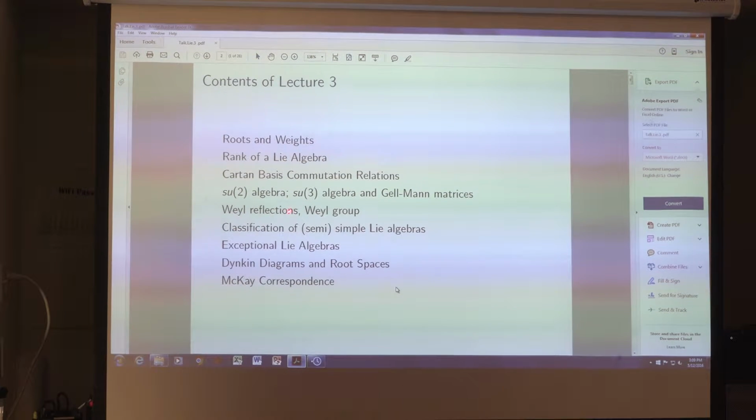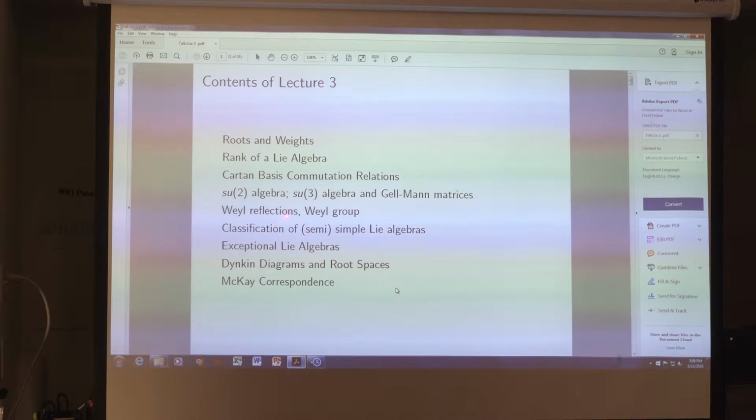I will talk about the Weyl reflections associated with the roots of your lattice, the Weyl group, and the classification of the semi-simple Lie algebras. In reality, the classification was really done for complex Lie algebras. We'll talk a little bit about the difference between real, complex, and quaternionic. We'll talk a little bit about the exceptional Lie algebras, about the Dynkin diagrams and root spaces.